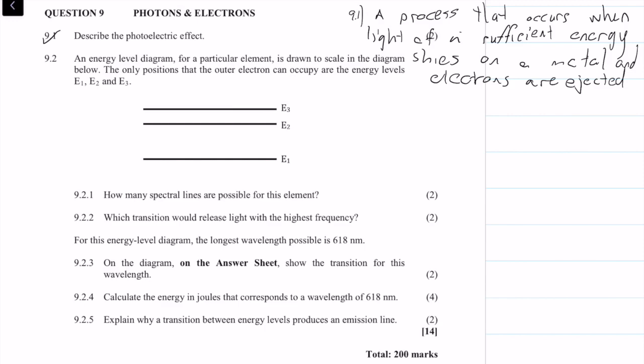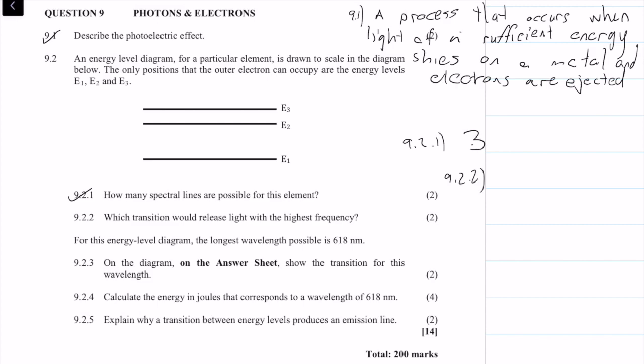Okay, question 9.2. An energy level diagram for a particular element is drawn to scale. In the diagram below, the only possible outer electrons can occupy are the energy levels E1, E2, and E3. How many spectral lines are possible for this emission? There are 3 energy levels, so there are 3 possible spectral lines, and we get 2 marks for that.